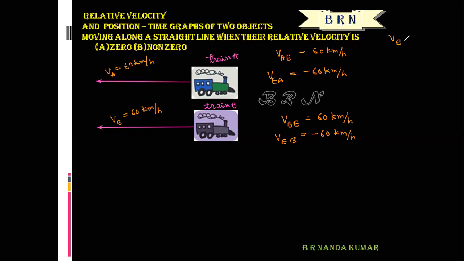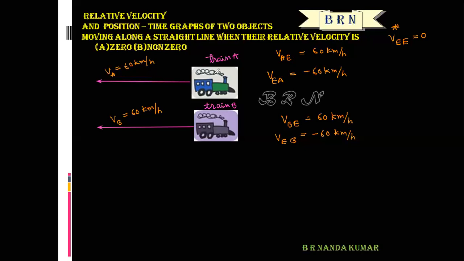So velocity of Earth with respect to Earth is equal to 0. This point is very, very important. Listen to me carefully. The velocity of Earth with respect to Earth is 0. But velocity of Earth with respect to train A is minus 60 kilometers per hour, that is moving opposite to the direction of train A. Velocity of train A with respect to Earth is 60 kilometers per hour. Actually, train is moving forward, Earth is moving backward.